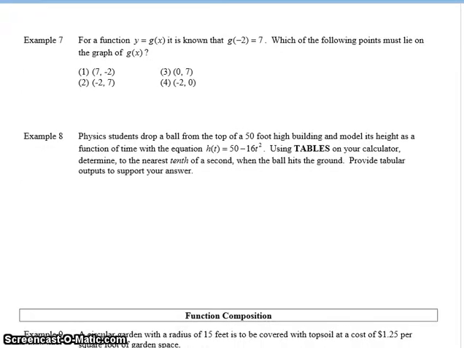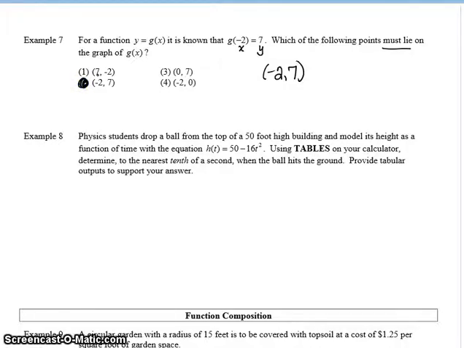Example 7. For a function y equals g of x, it is known that g of negative 2 equals 7. Which of the following points must lie on that graph? Remember, this is your input, your x. This is your output, your y. So the point (negative 2, 7) definitely lies on the graph of that function. So it's choice 2.